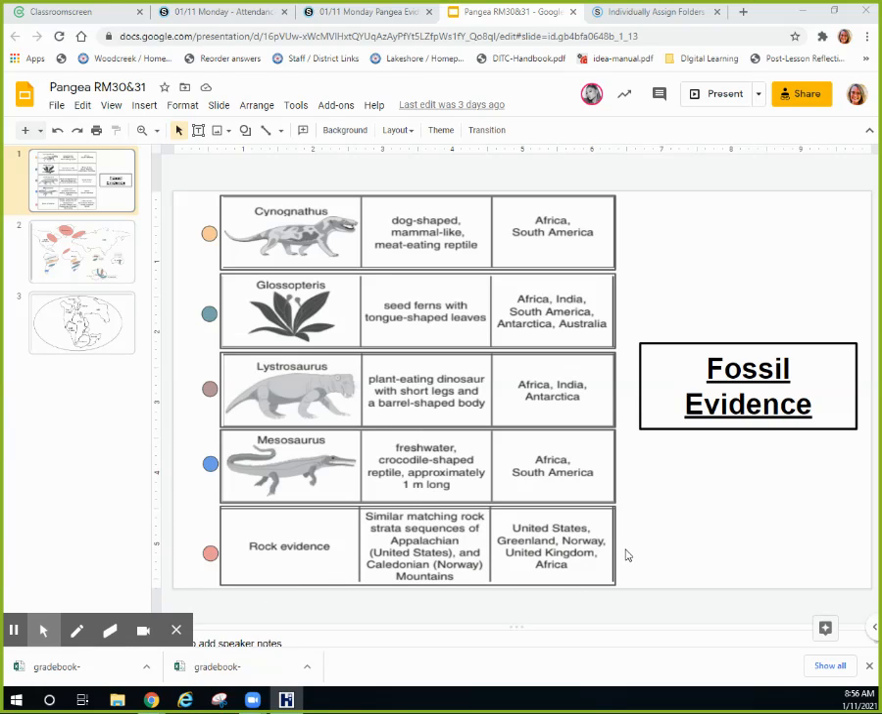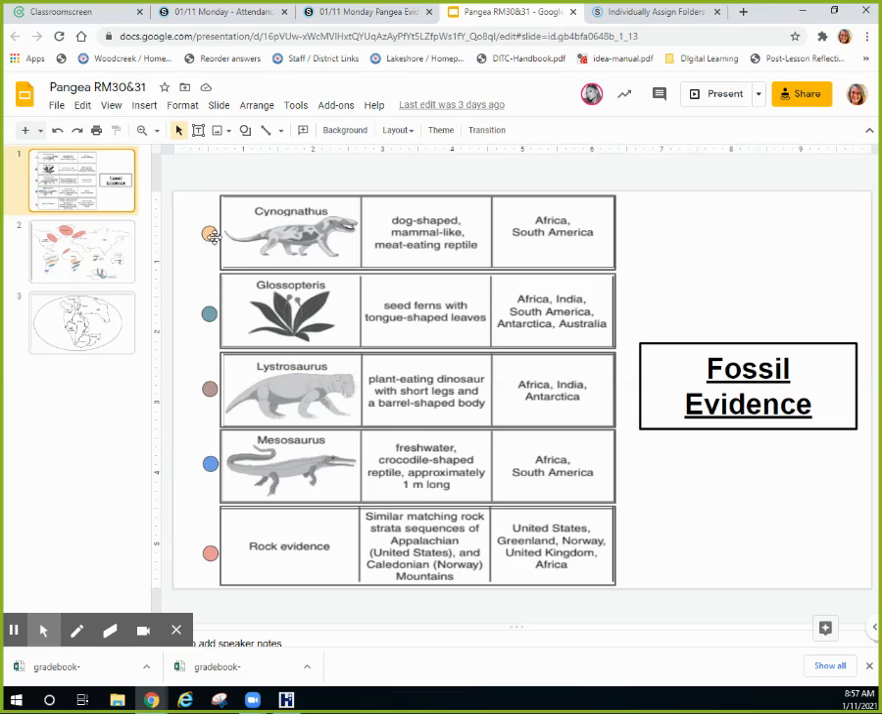Something else that's interesting is that scientists are able to determine the age of these fossils, and a lot of the fossil species were from the same time period. So each one of these species has a colored dot next to it.